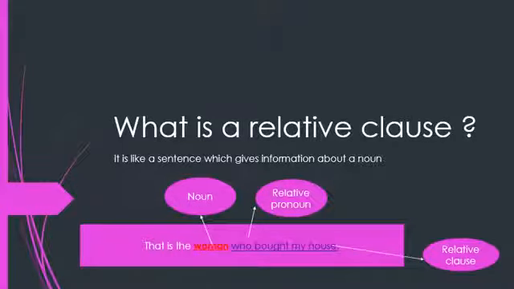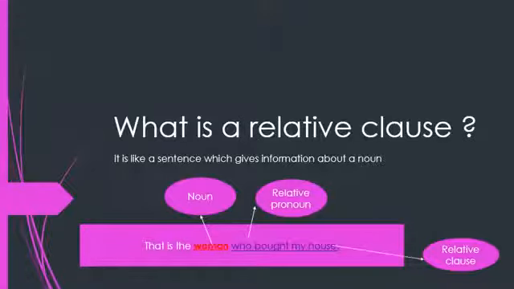Woman هي الاسم اللي أنا أعطيتك information about the woman, about the noun. شو المعلومة اللي أعطيتك إياها؟ Who bought my house? اللي اشترت بيتي. So, a relative clause is a sentence which gives information about a noun. Where is the noun? It is the woman. Where is the relative clause? The relative clause is who bought my house.